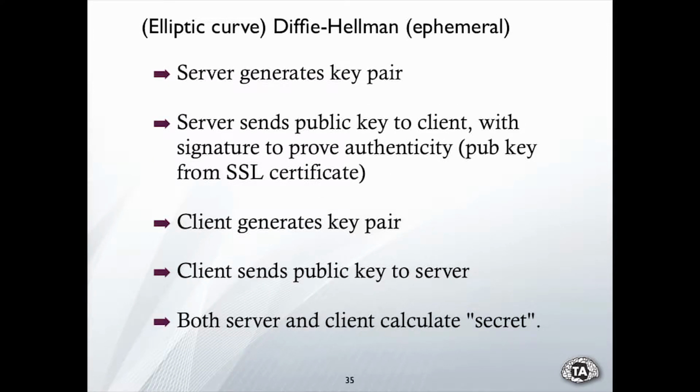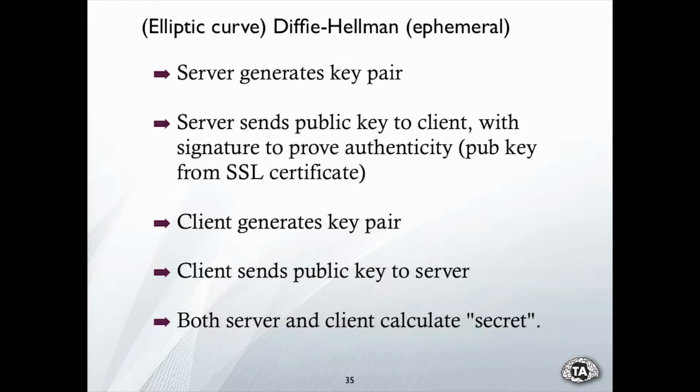On the other side, we have elliptic curve Diffie-Hellman ephemeral, which is ECDHE. Basically, it does the same thing, but it doesn't use the key pair directly. The server generates a key pair, so it generates a public key and a private key. The server sends over the public key to the client with a signature to prove that it's really the key from that server.